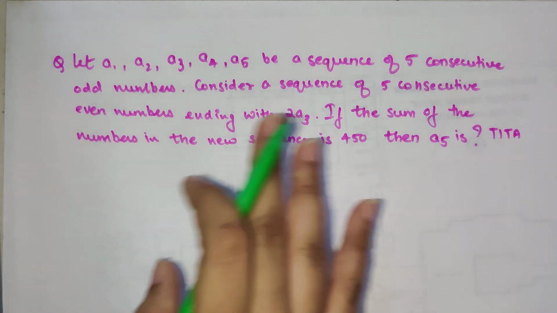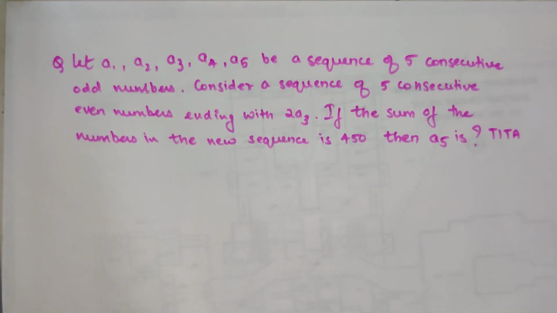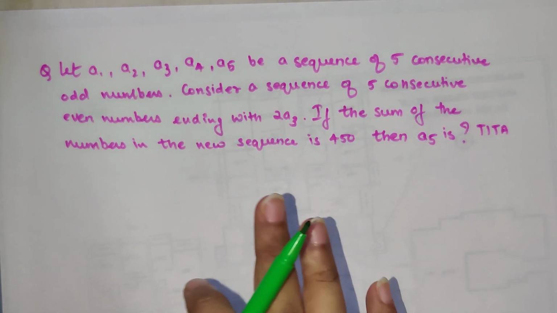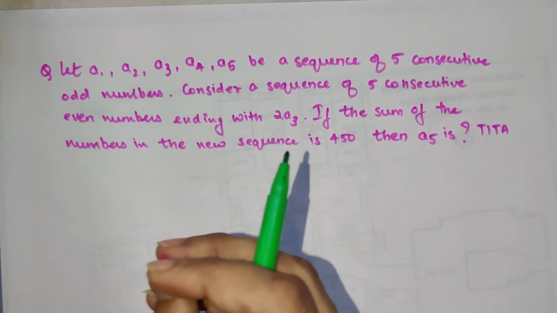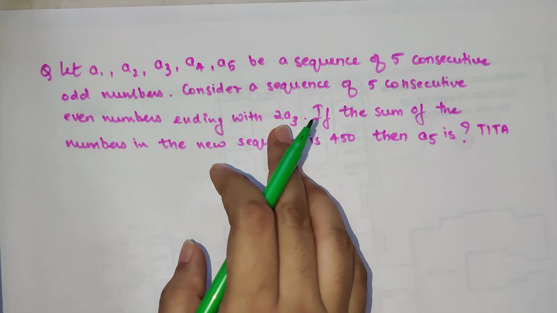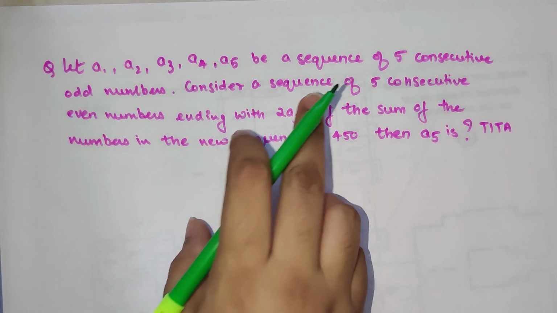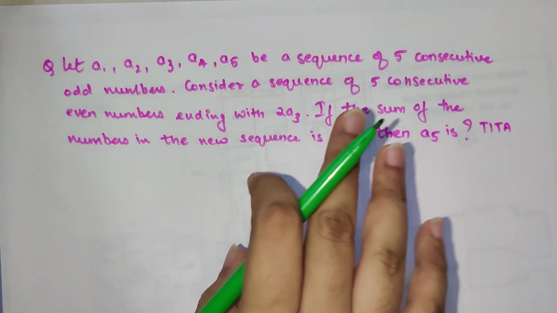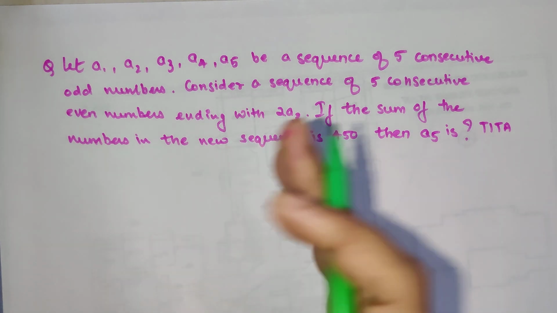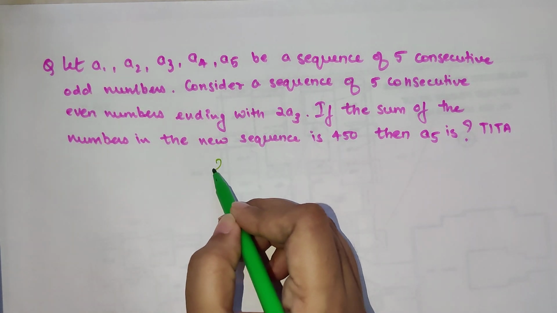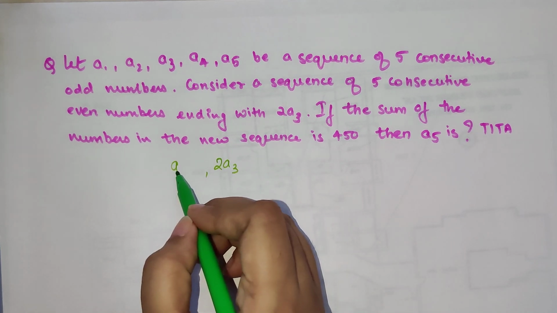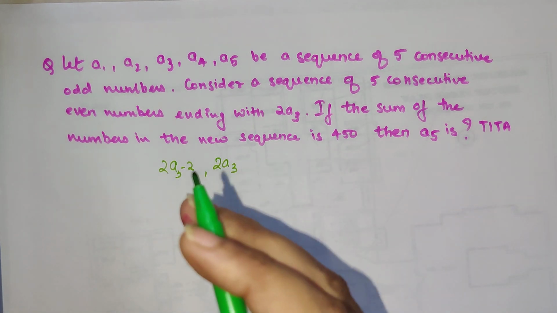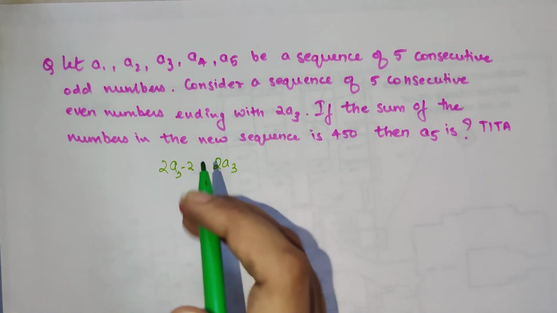Okay, so students, whenever you come across a TITA question, I would tell you to always attempt it, because these questions do not carry any negative marking. Okay, so now I'll tell you why this question was so easy and where students goofed up. They actually paid a lot of attention to 2A3 and the sequence. So basically this entire sentence, consider a sequence of 5 consecutive even numbers ending with 2A3. So their sequence of even numbers they actually took as 2A3, then this was 2A3 minus 2, something like that. Okay, but I'll tell you what is the easy way out.